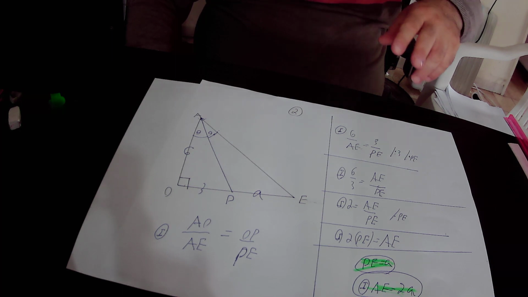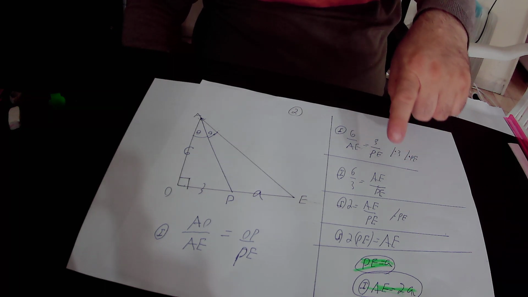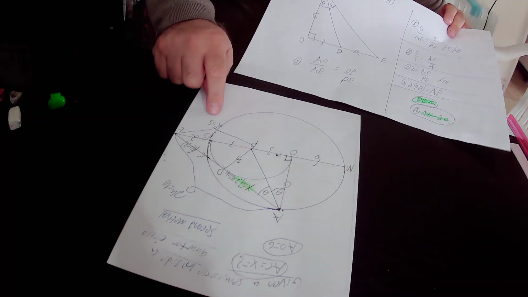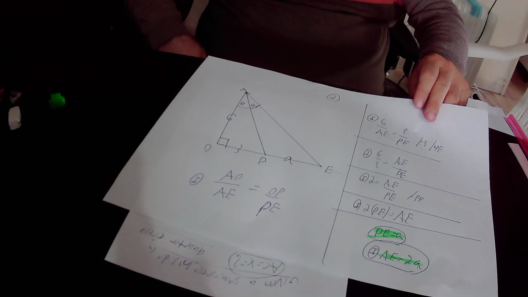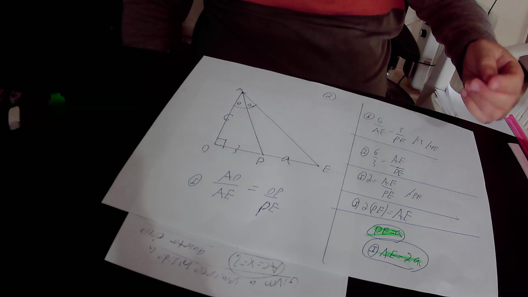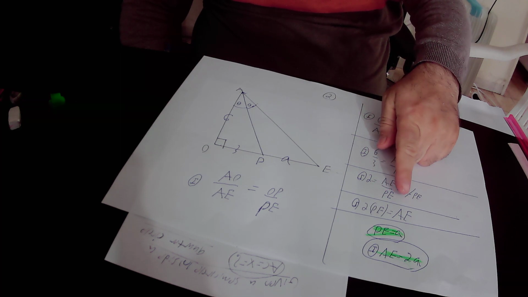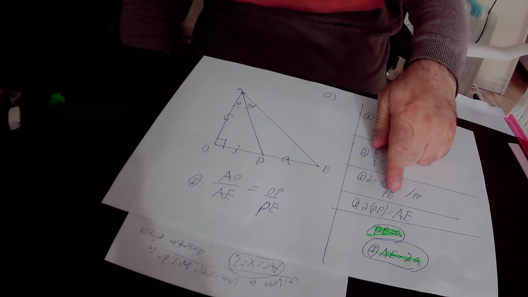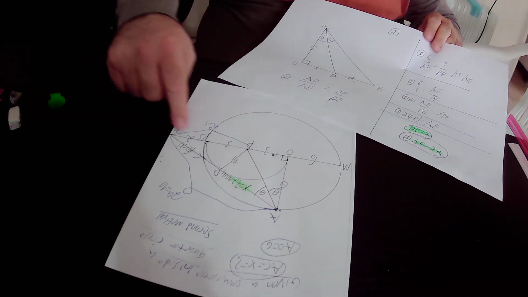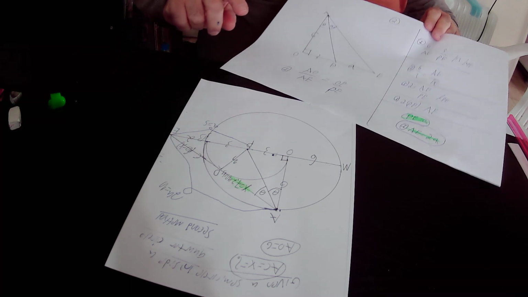So AE is twice as long as PE. We defined PE as a. Here PE equals a, and here PA equals a according to our definition. And according to equation number 1, 2 times PE equals AE. So AE equals 2 times PE, that is 2a. So we found out that AE equals 2a, and PE equals a according to our definition.